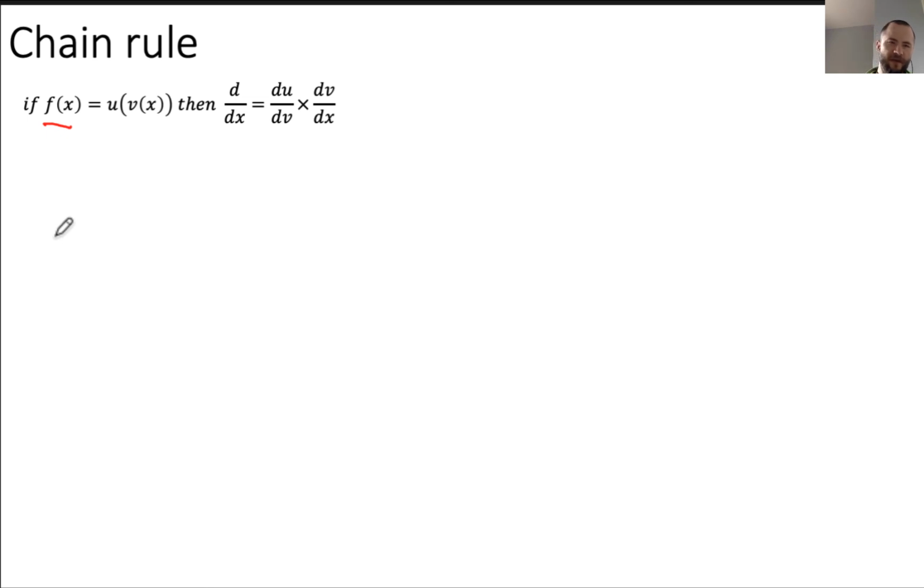Okay, but what does it mean? It doesn't really seem very obvious. What is a function of a function? So let's take a look at the expression f of x equals 3 cos of 5x, and compare this with the expression 3 cos of x.